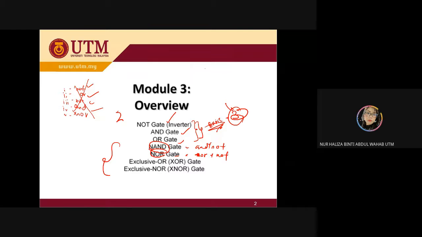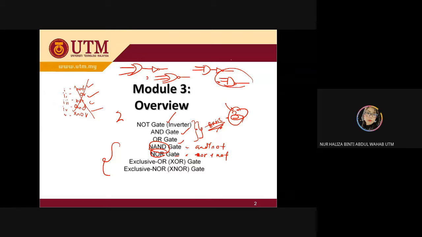The view is like this. AND gate and NOT, you will get the symbol of this, which is your NAND gate. While for OR gate, you combine it together with your NOT gate, and you're going to get the NOR gate.